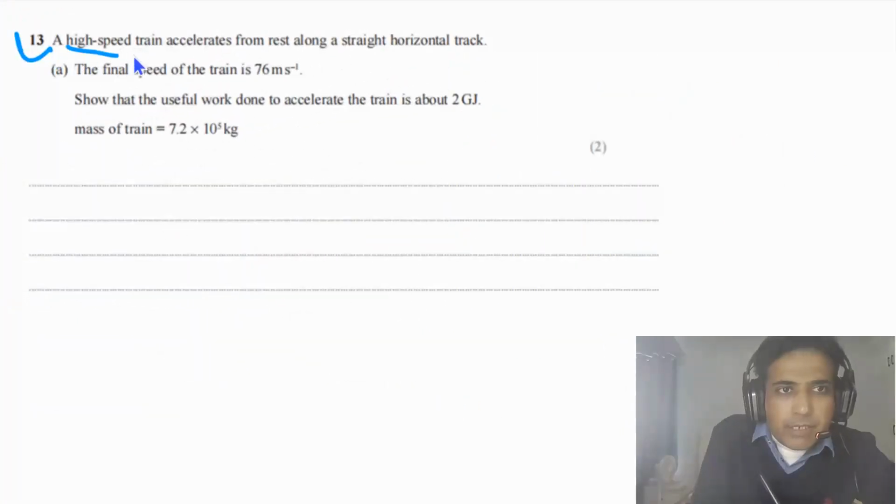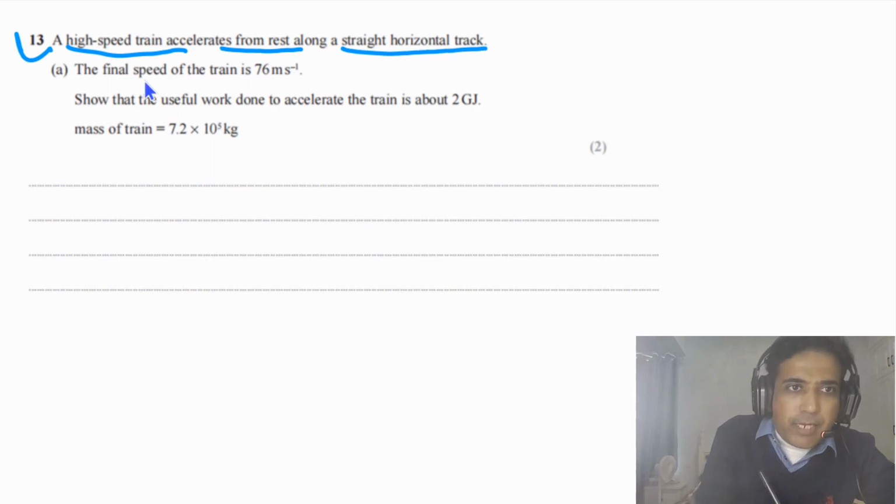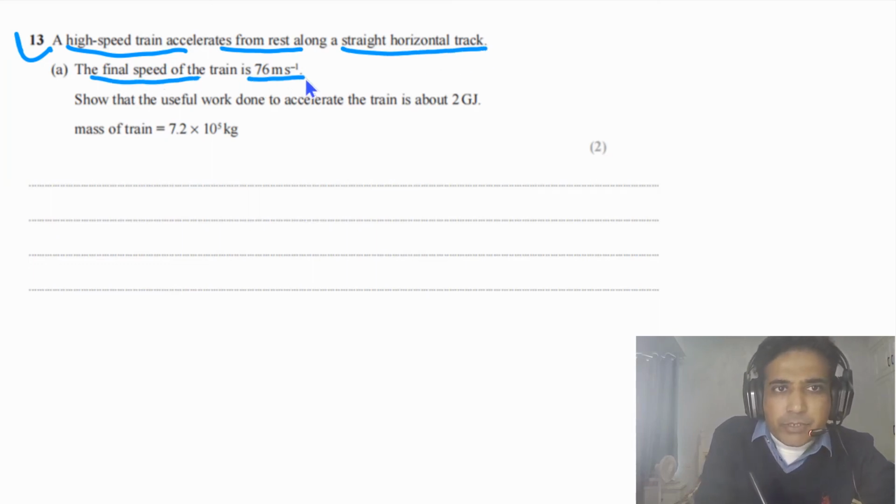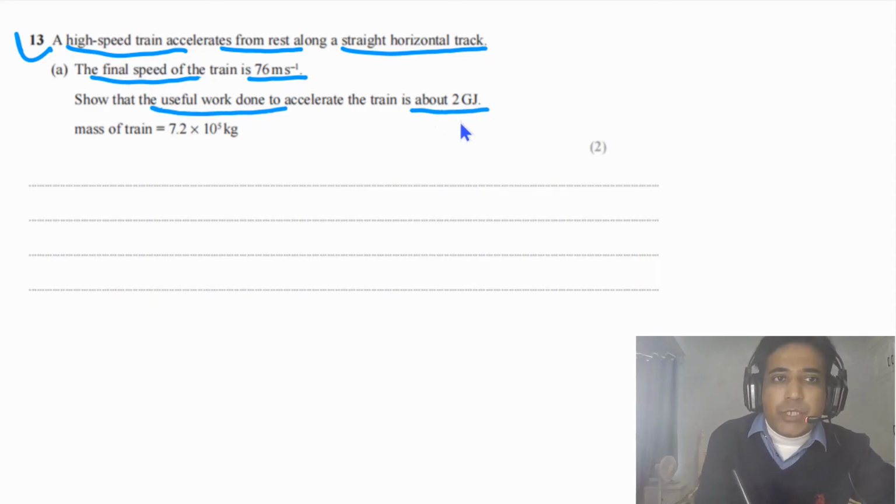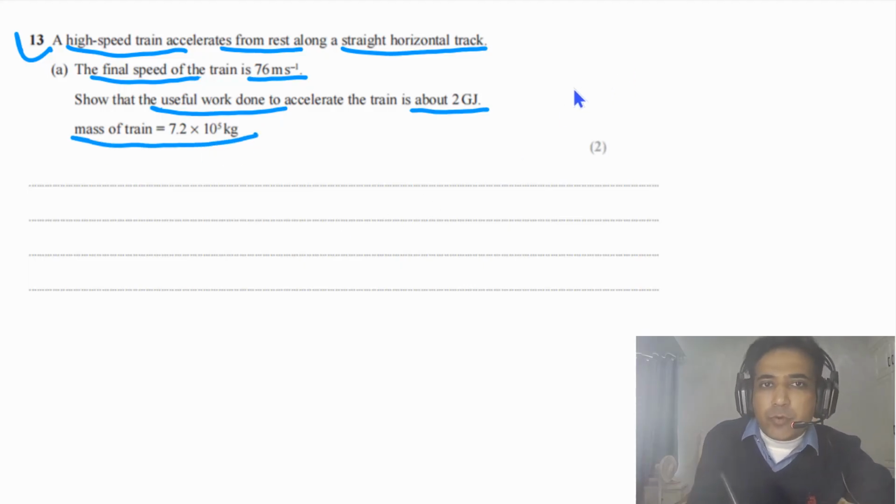Question 13 says a high-speed train accelerates from rest along a straight horizontal track. The final speed of the train is 76 meters per second. Show that the useful work done to accelerate the train is about 2 gigajoules, and the mass of the train is given to us. So first of all, we can simply sketch this.